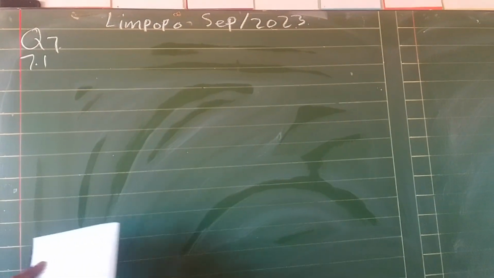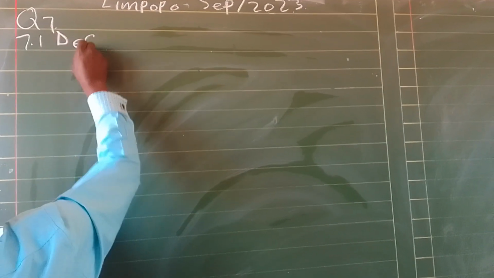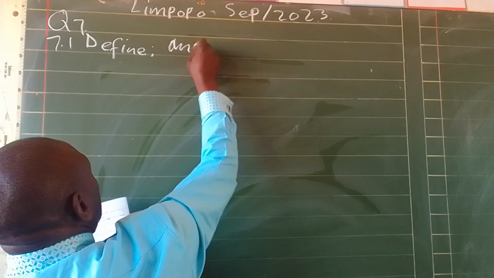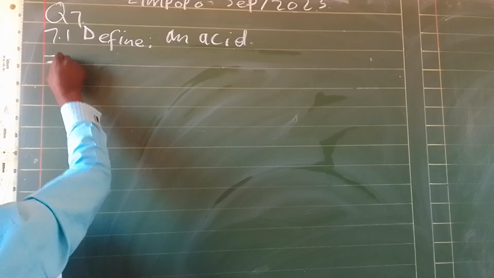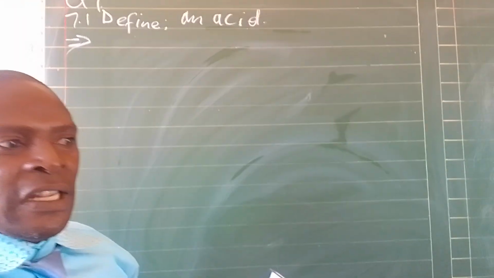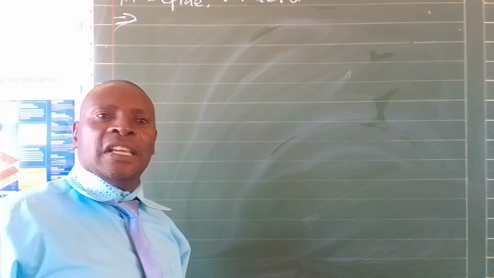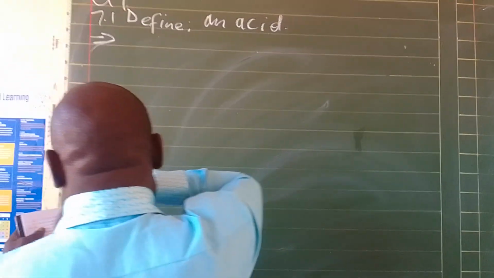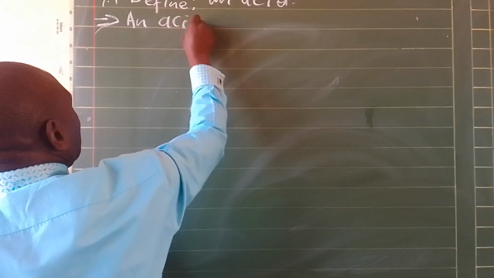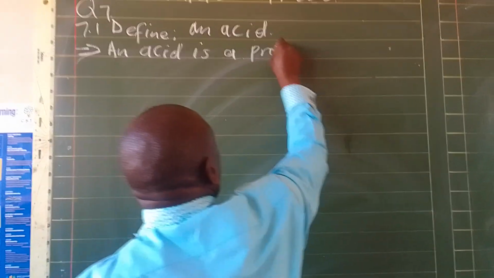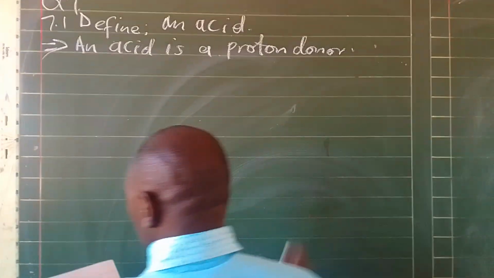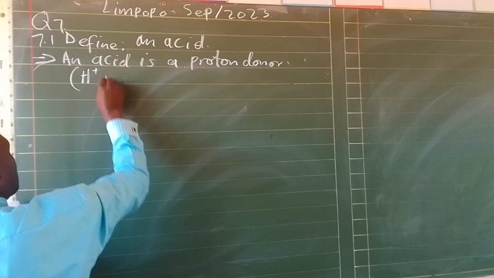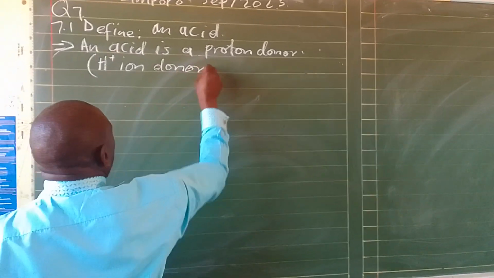7.1, they say define an acid. When you define what is an acid, define an acid. What is acid? Someone says acid is a proton donor, which is correct. Someone else can say the hydronium ion donation is the proton donor. An acid is a proton donor. In other words, a hydrogen ion donor, that is an acid.